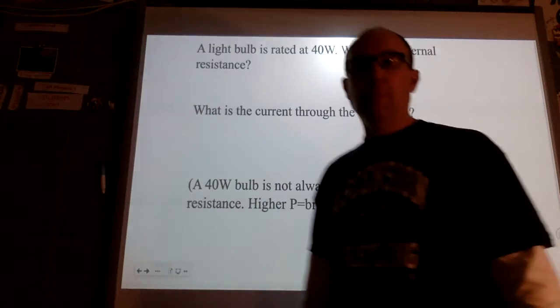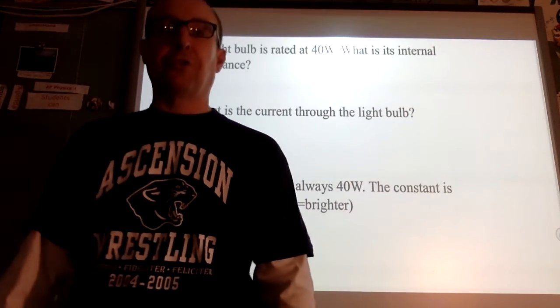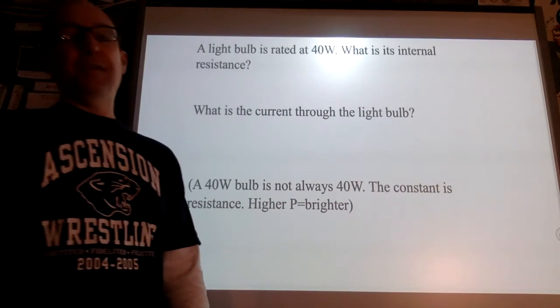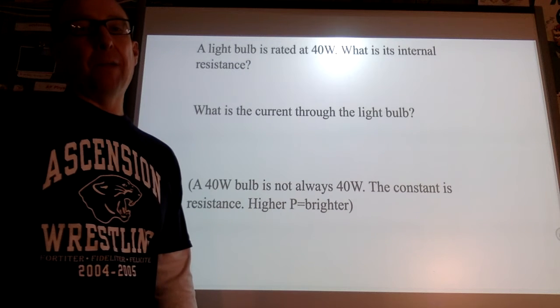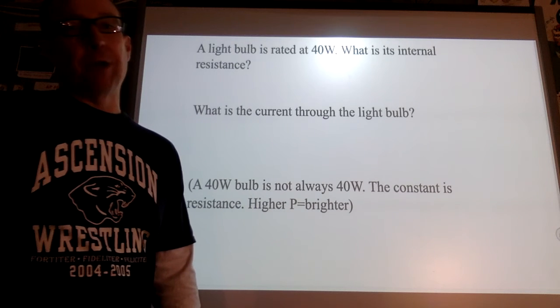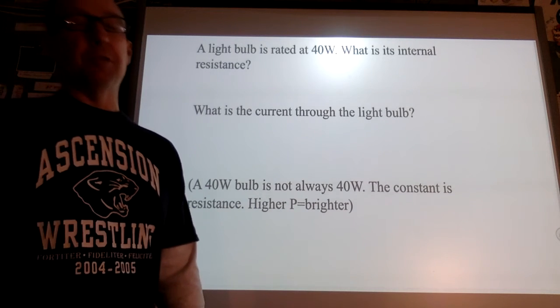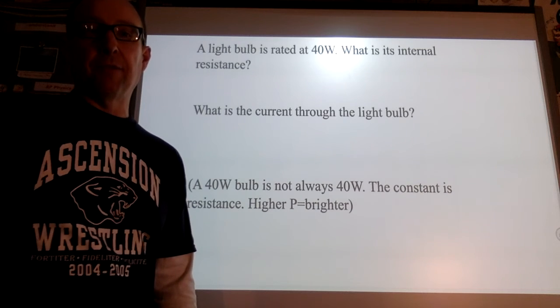All right, a light bulb is rated at 40 watts. What is its internal resistance? So the thing that's constant in the light bulb is its resistance. It'll be as bright as whatever you plug it into. Typically, we just plug things into 120 volts.